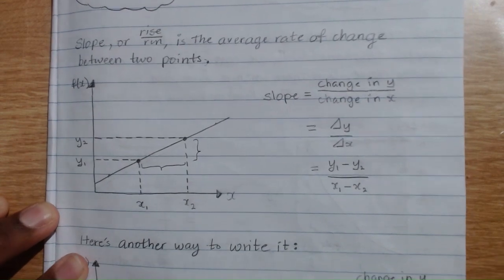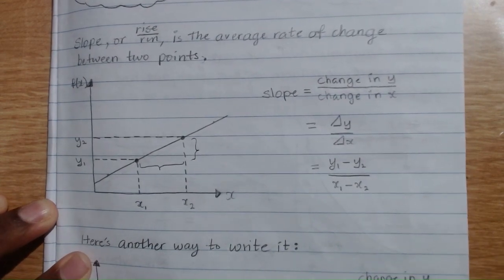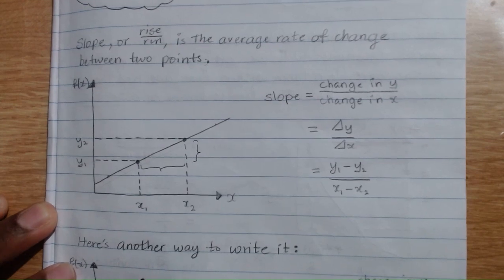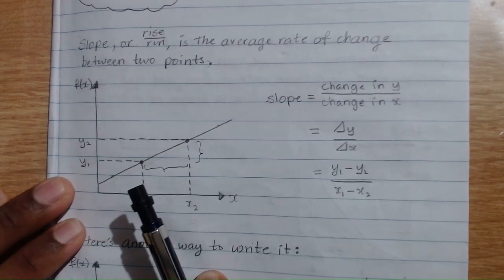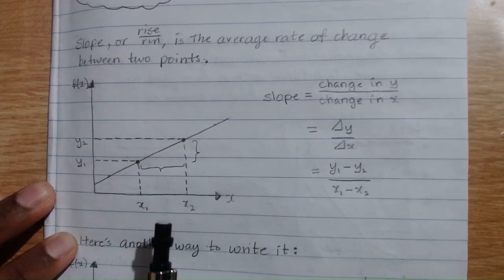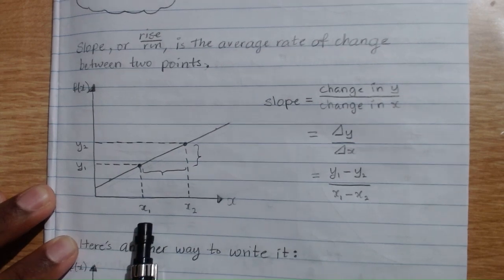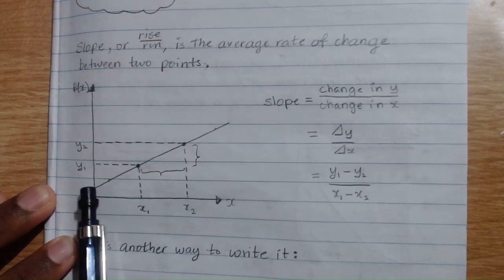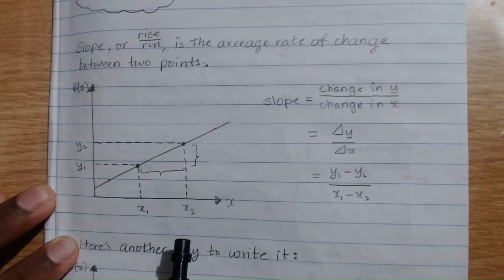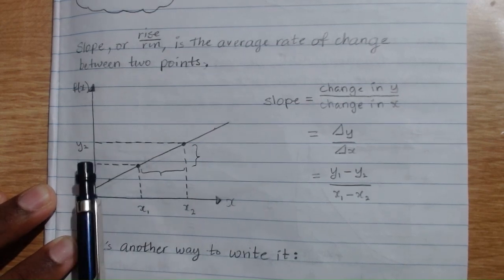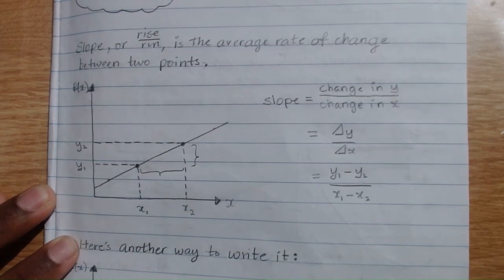So I have a graph f of x, and it's a straight line. It doesn't really matter what straight line it is. It's some function which is a straight line. And I've marked 2 points on this graph. The x value is x1 and the y value is y1 for the first point. And for the second point, the x value is x2 and the corresponding y value is y2.